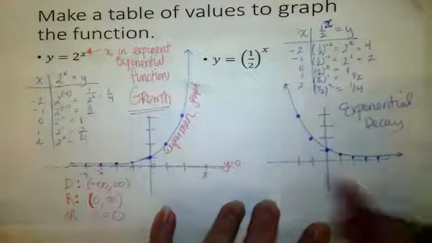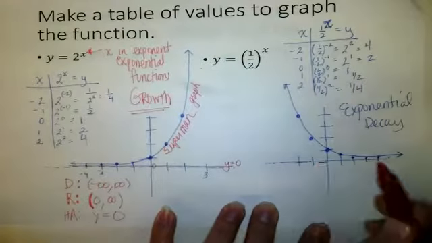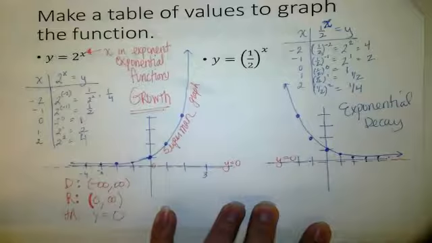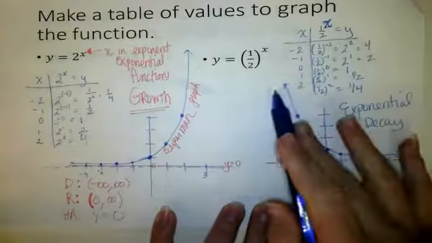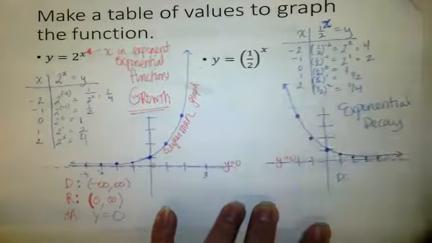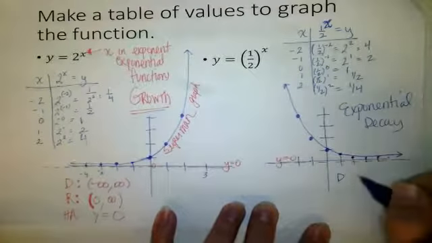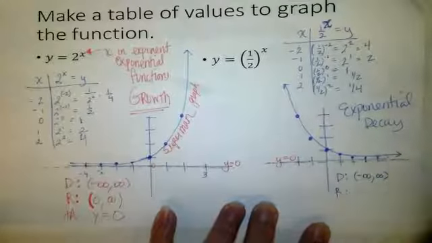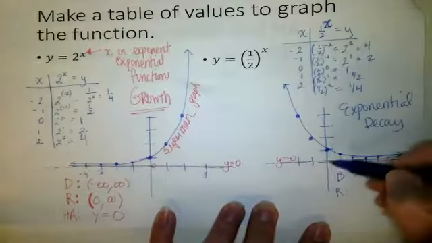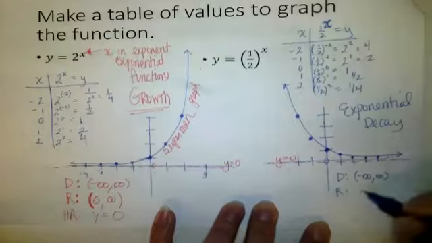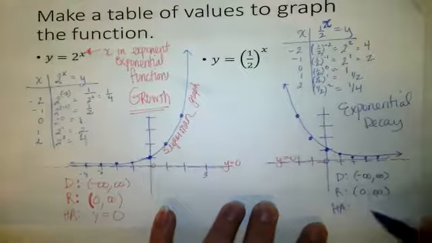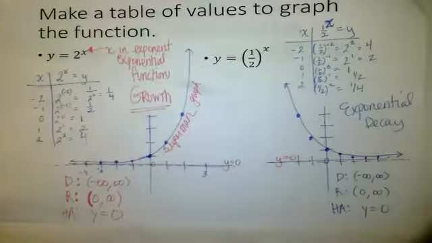Again, we're getting closer and closer to 0. So there's this horizontal asymptote at y equals 0. And let's talk domain. How far left and how far right do these arrows go? Infinite. Negative infinity to positive infinity. The range, the lowest y value again is 0, and the highest is infinity. So 0 to infinity, but we can't ever touch either of those because we have a horizontal asymptote at y equals 0.